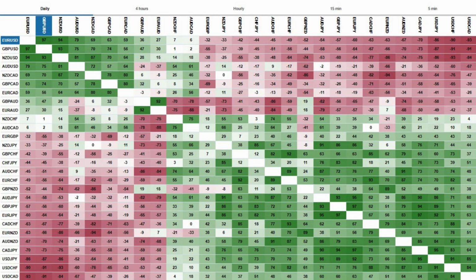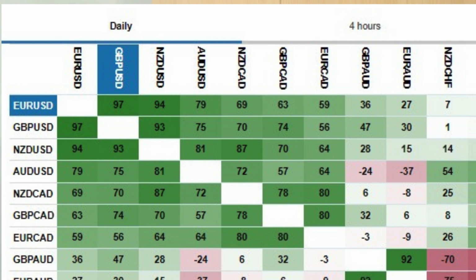So looking at this chart on the daily time frame, looking at all the major and minor pairs together, you can see that Euro USD and GBP USD are 97% correlated. What that means is on the daily time frame, these pairs are going to move in the same direction with a similar kind of volatility 97% of the time.